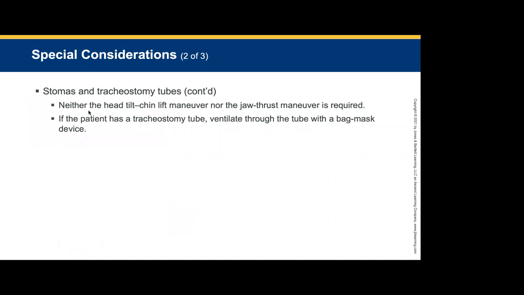Let's go over this bullet right here. Neither the head tilt chin lift maneuver nor the jaw thrust maneuver is required because it's open. Just suction it and promise you it's open straight to the airway. If the patient has a tracheostomy tube, ventilate through the tube with a bag valve mask. You still got to do the EC method, but you're not hanging on to the chin. You just want to create a firm pressure.